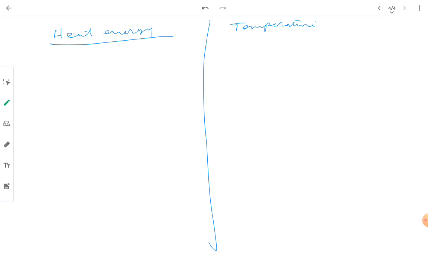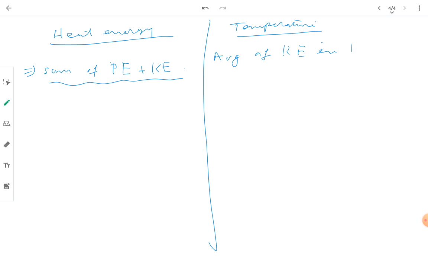So we know that heat energy is nothing but the sum of potential energy plus kinetic energy. I am writing here in shortcut. Now temperature is the average of kinetic energy in a body.